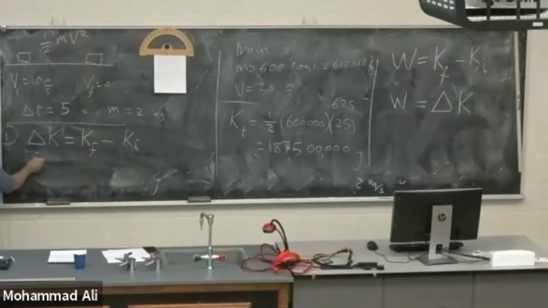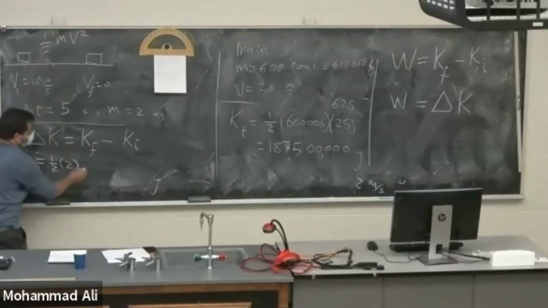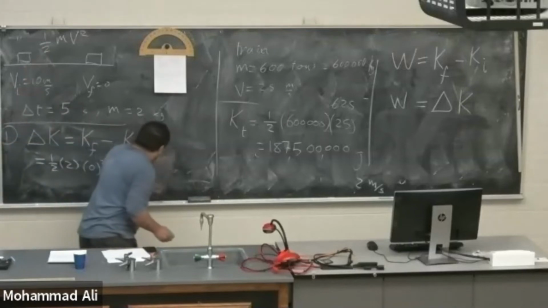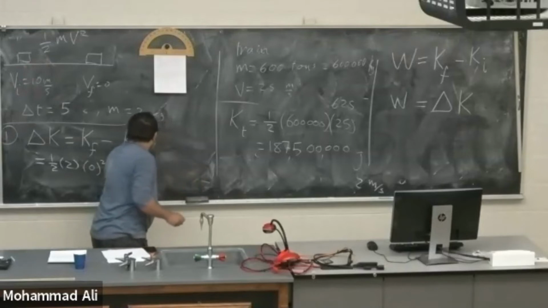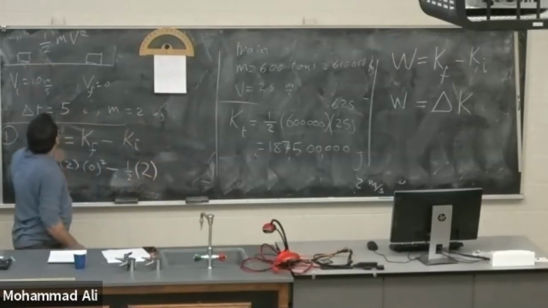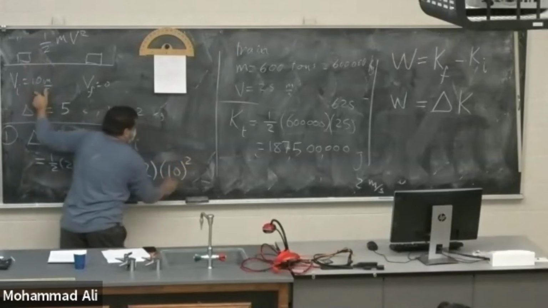Which is equal to 1/2, the mass is 2, kinetic energy finally, it is V final squared. V final is 0, squared, minus 1/2 multiplied by the mass again, which is 2, multiplied by V initial squared, which is 10 squared or 100.